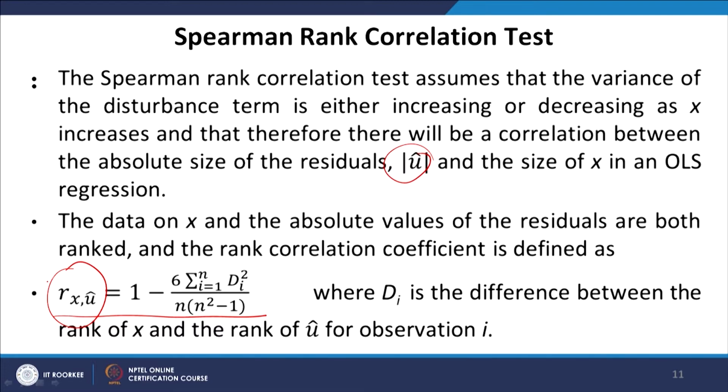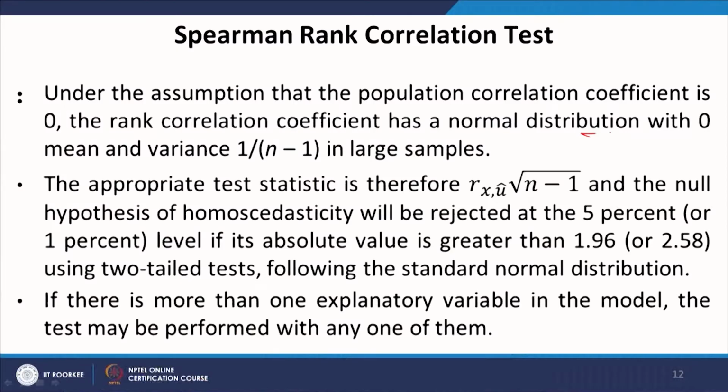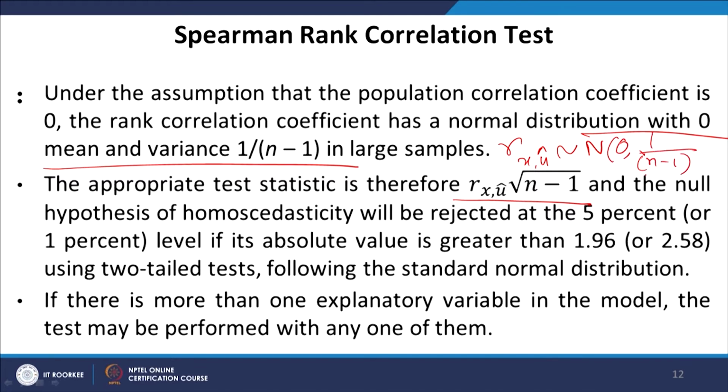I will explain the procedure using an example, but before that let me tell you that under the assumption that the population correlation coefficient is 0, the rank correlation coefficient has a normal distribution with 0 mean and variance 1 upon n minus 1 in large samples. The appropriate test statistic is therefore r x u hat root over n minus 1. So, what it says is that r x u hat follows a normal distribution with mean 0 and variance 1 upon n minus 1.